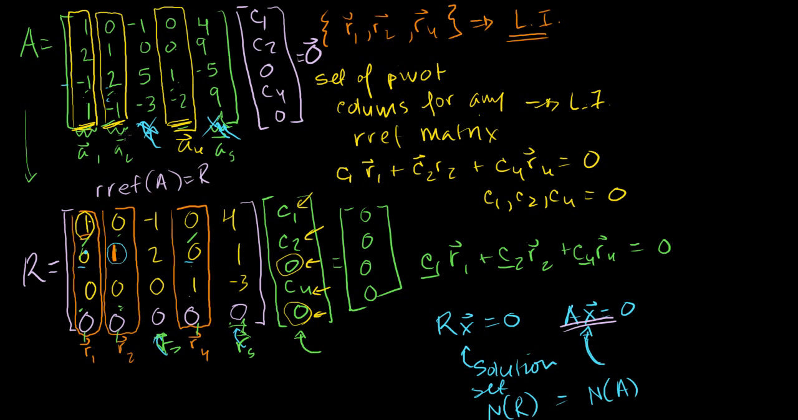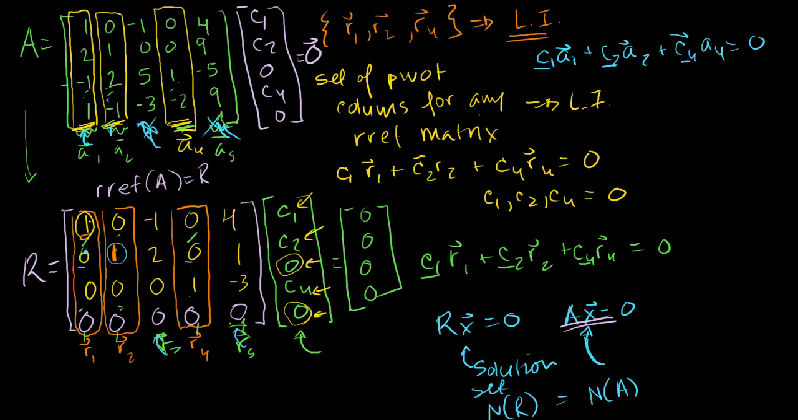Or another way of saying that, if this is vector A1, A2, A4 right here, if you multiply this out, you get C1 times A1 plus C2 times A2, and then 0 times A3 plus C4 times A4, is equal to 0. Now, these guys are going to be linearly independent if and only if the only solution to this equation is that they all equal 0.